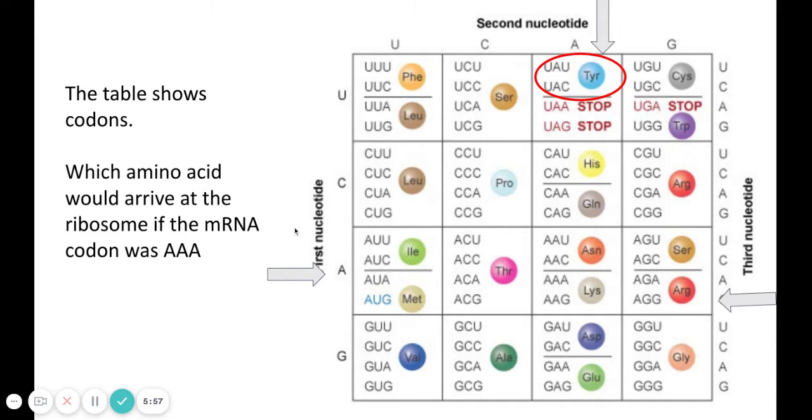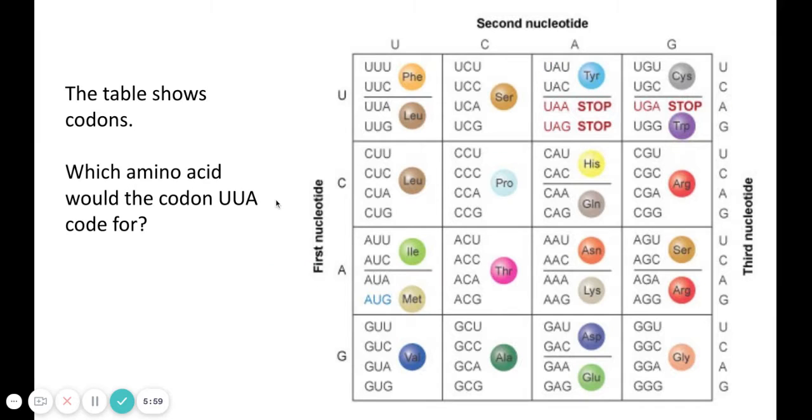So let's try another one for you to try this yourself. Which amino acid does the codon UUA code for? So the first U is up the top left, so we're going to be in the first row. Second letter is U, so we're going to be in the first column. So there's four options there and two amino acid options. The last one's an A, so it's the third one down. So our answer is LEU.